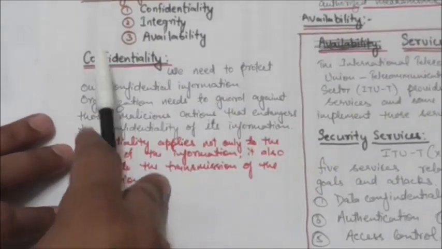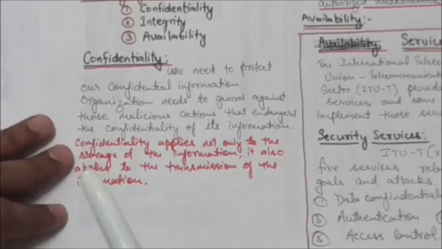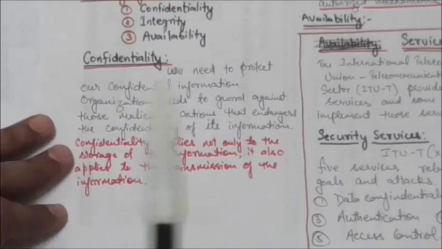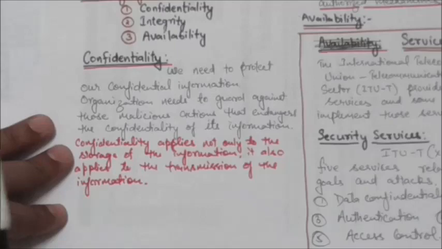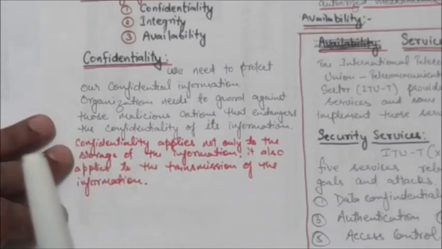First I'll discuss confidentiality. It is the most important aspect of information security. We need to protect our confidential information. An organization needs to guard against those malicious actions that endanger the confidentiality of its information. For example, in the military, the concealment of sensitive information is a major concern. In banking, customers' accounts need to be kept secret. In industry, hiding some information from competitors is crucial to the operation of the organization.